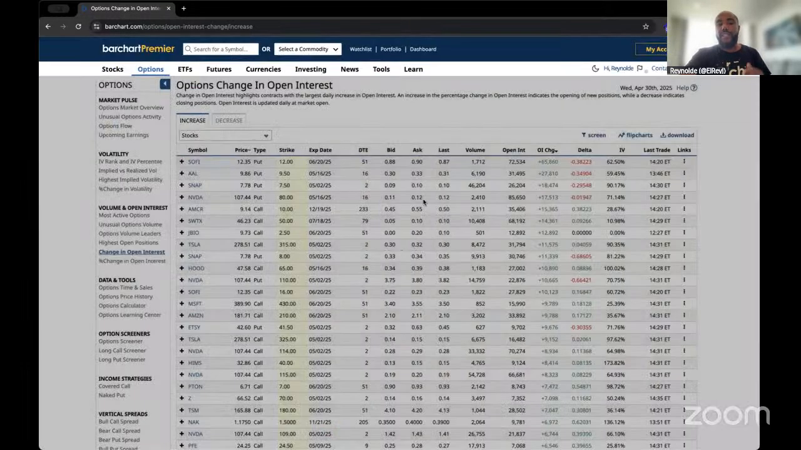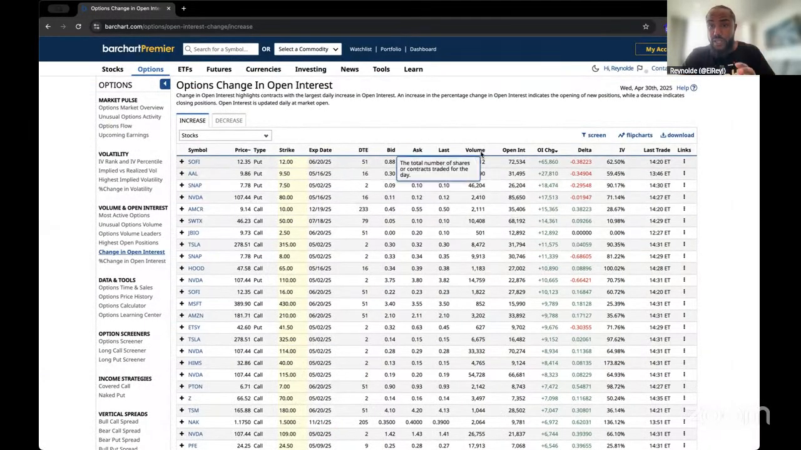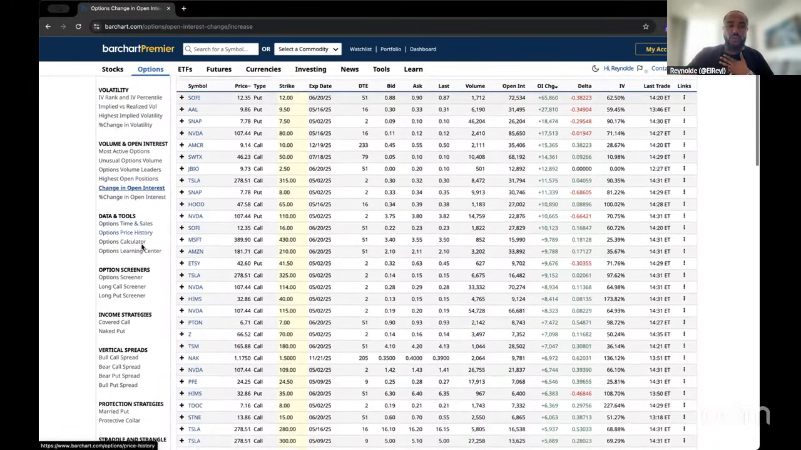Now, this is another great way to find trades when looking at options flow data. Now there's a lot of different ways that you can look at this. I could keep going on with different ways, but that's a strategy that I use.